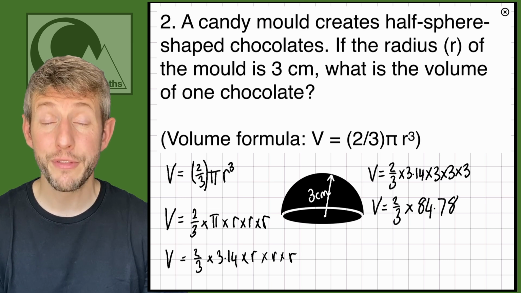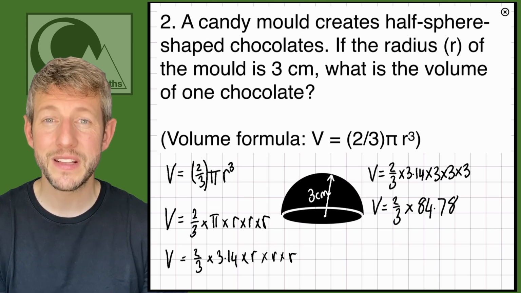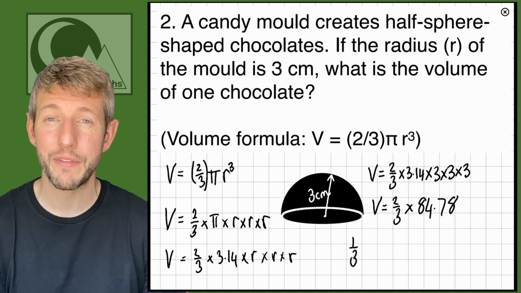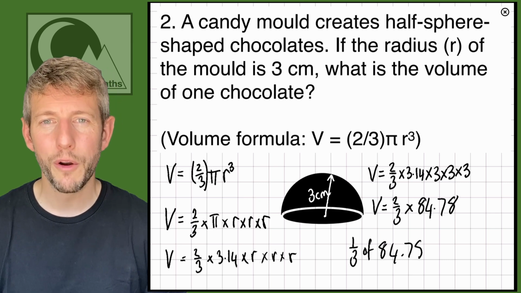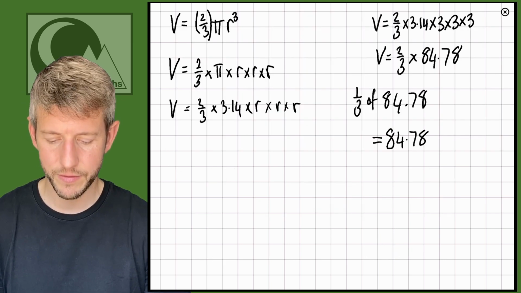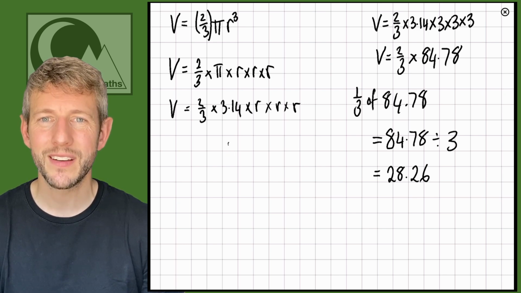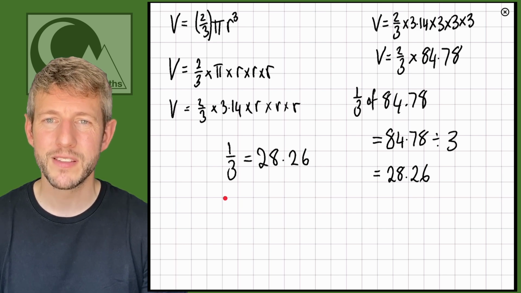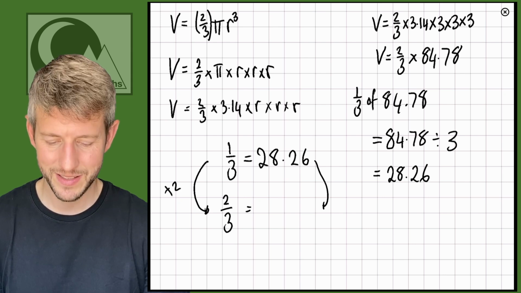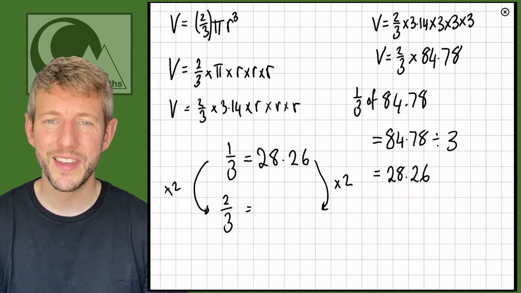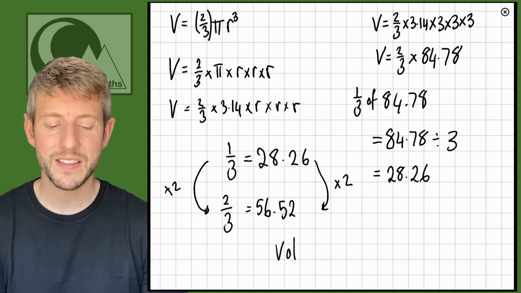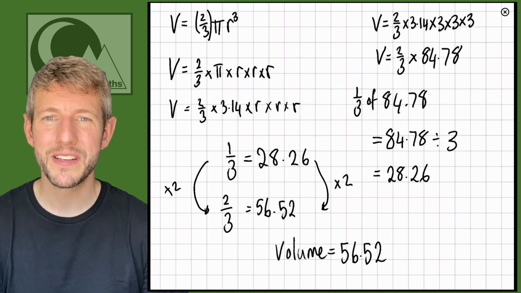So now we've got 84.78. We need to do 2/3 times that. So that means 2/3 of 84.78. First of all, we find 1/3 by dividing by 3. So we know that 1/3 is 28.26. And now we find 2/3, so I multiply that by 2. And so the answer to this is going to be 56.52 centimetres cubed.